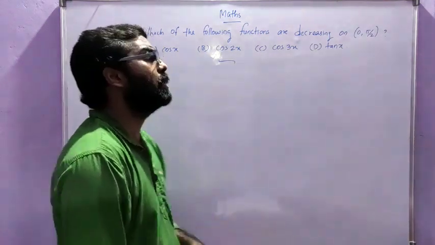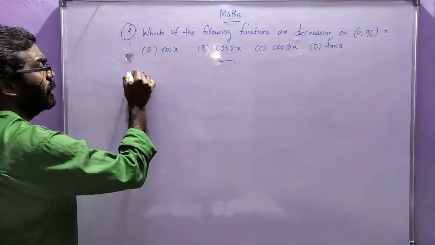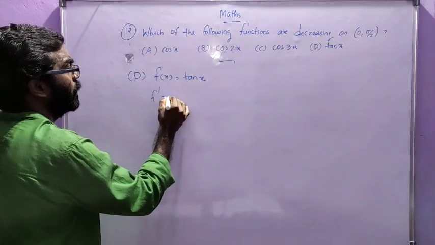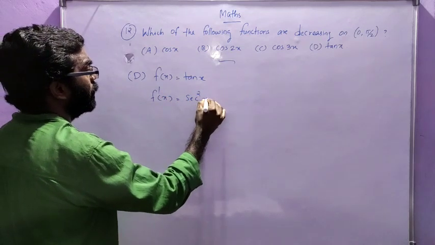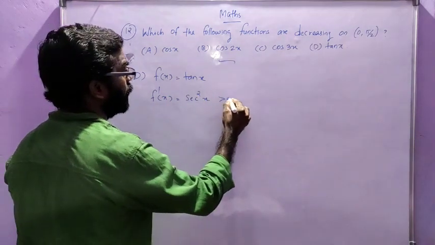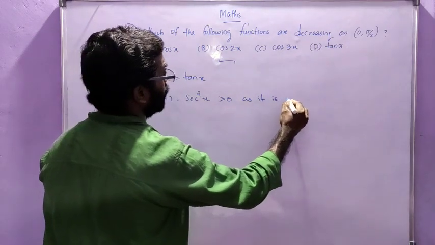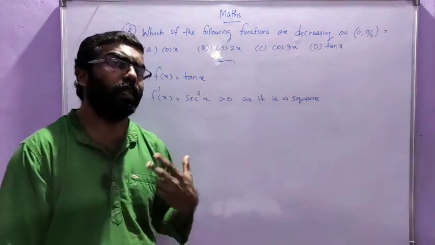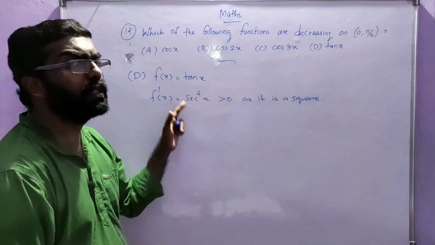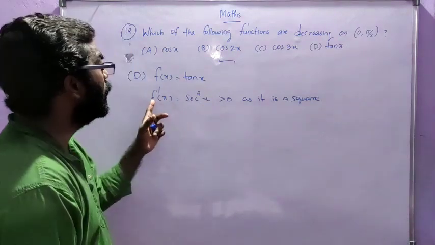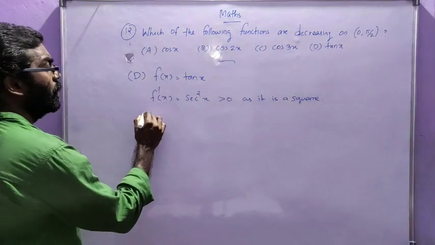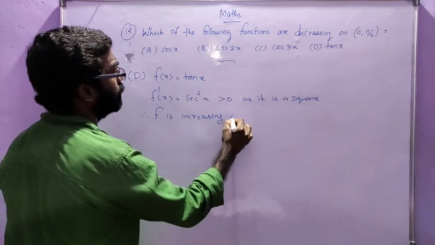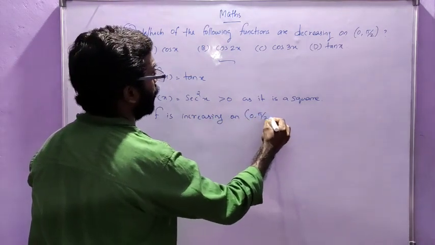Next, consider the last one, tan x. f of x is equal to tan x and f dash of x is equal to the derivative of tan x, which is sec square x. Clearly it is greater than 0 as it is a square. Whether sec x is positive or negative doesn't matter because here it is sec square x. So clearly f dash of x is greater than 0. Therefore f is increasing on open interval 0 pi by 2.